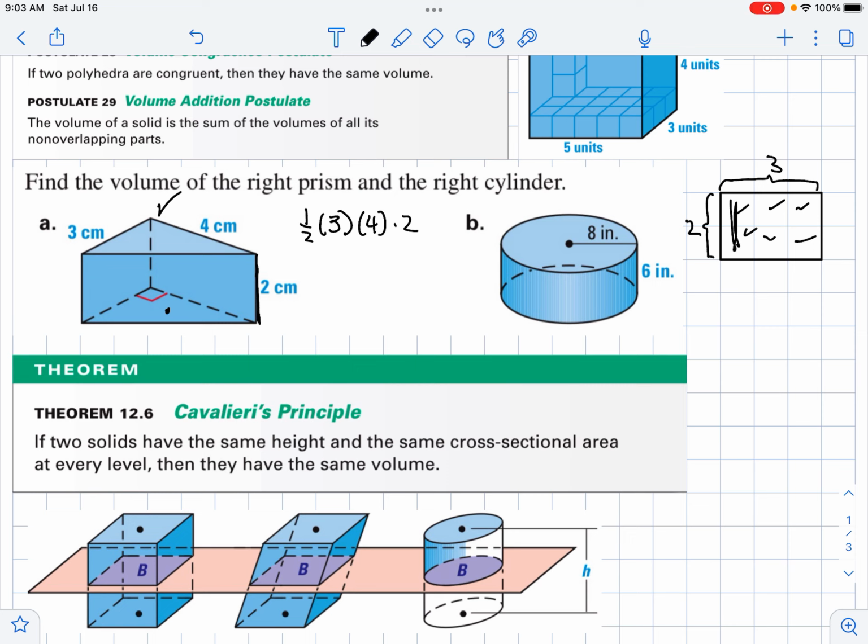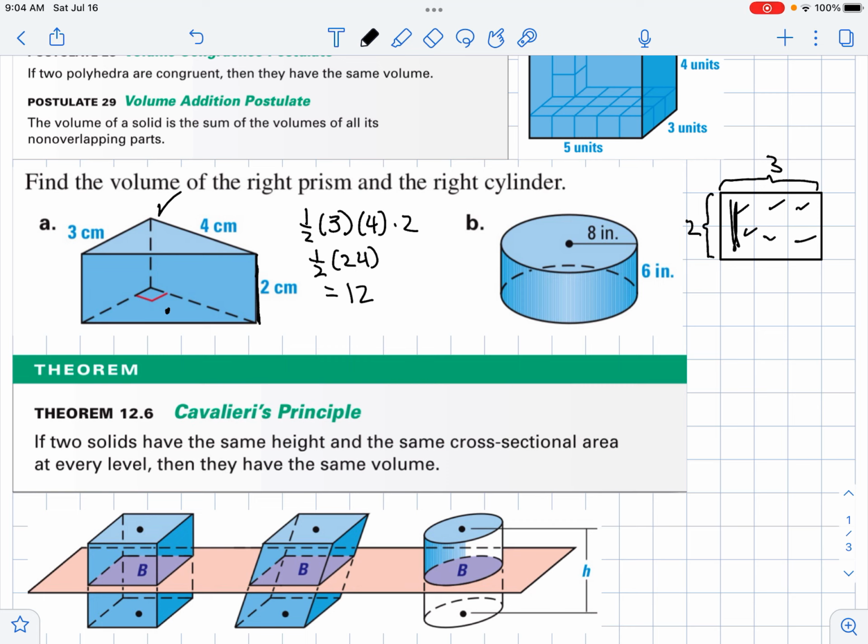So it's going to look like this. It's going to be 1/2 of 24, which is 12. This is 12 cubic units. Well, 12 cubic centimeters in this case. That would be the volume here.